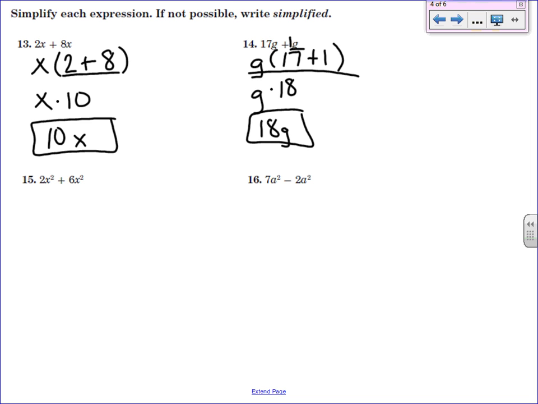In number 15, we have x squared and x squared, so they're like terms. So I can pull that common factor out, which is x squared. And then I'm left with 2 plus 6. 2 plus 6 is 8. And then we put the number in front of the variable.